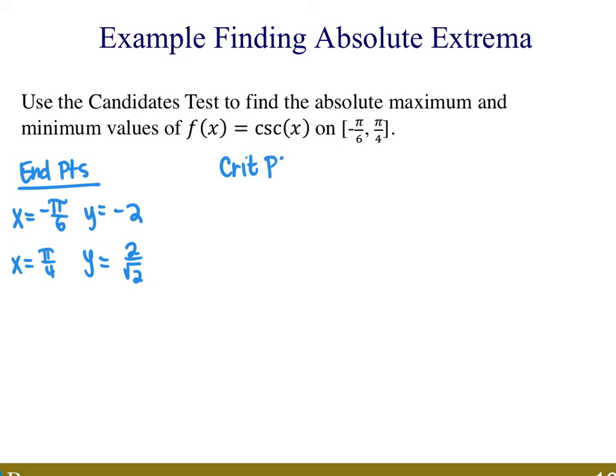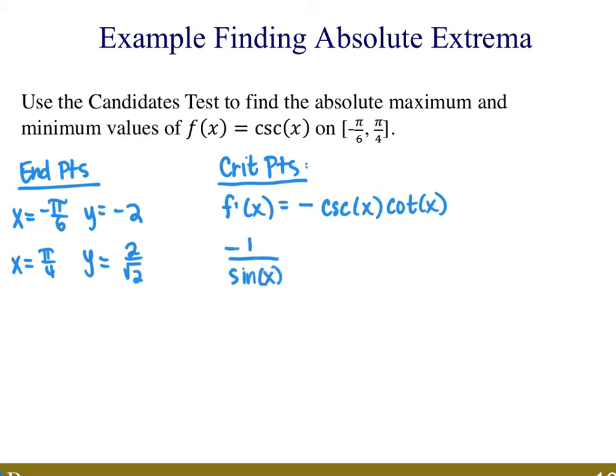Now let's check our critical points. F prime, so the derivative of cosecant, when we do trig, any co- functions have a negative, and the derivative is negative cosecant x cotangent x. Now when we set that equal to 0, I'm going to recommend that you change those into their identities. So instead of cosecant, it's negative 1 over sine of x. And then cotangent is cosine over sine of x. So it's going to be easier if you change those before you set it equal to 0.